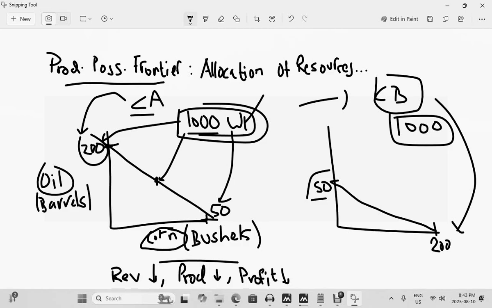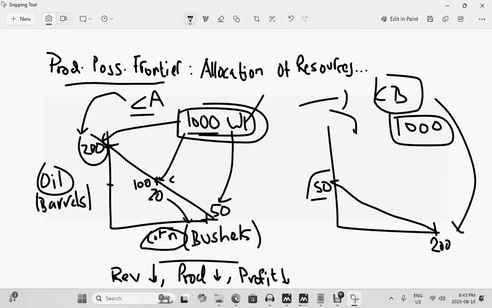If you produce both, let's say you produce at this point, point C, let's say 20 bushels of corn, and let's say you produce 100 barrels of oil at this point, halfway through. Either way, your production has been reduced when it comes to oil. It went down from 200 to 100. And when it comes to corn, the production has been reduced from 50 to 20 because you decided to produce both. And the same goes for this country.